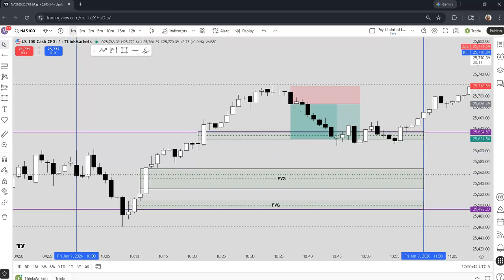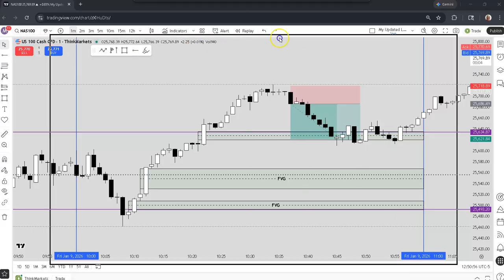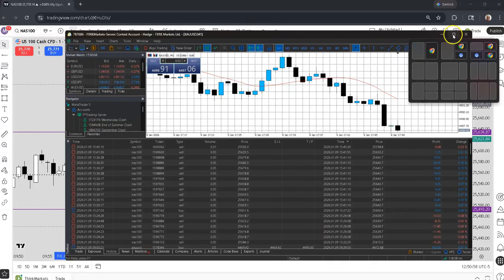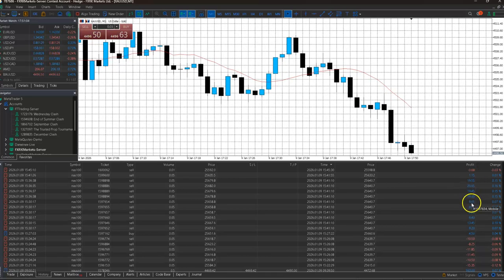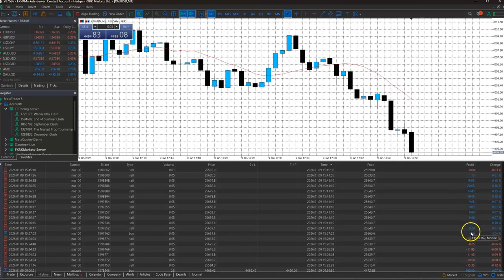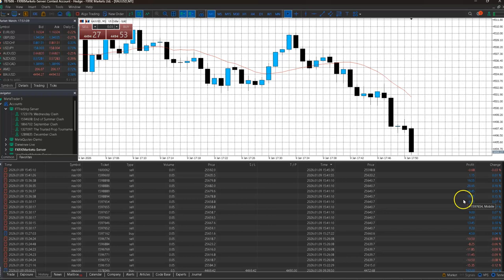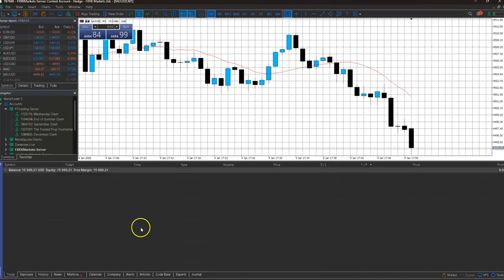So I'll show you the actual account that I was trading. I'm actually in a challenge right now, $15,000 challenge with this broker, and these are the trades right here. As you can see, everything was in profit, and I was able to bring the account back to $15,000 because I had slipped a little bit and took some really bad trades.